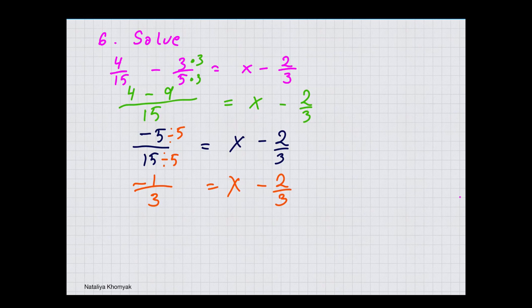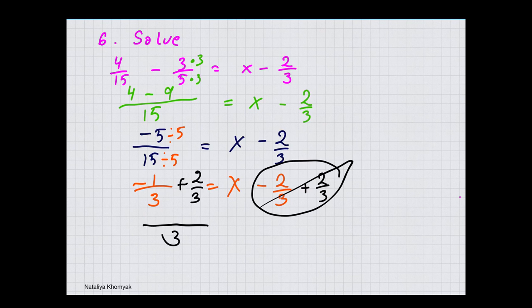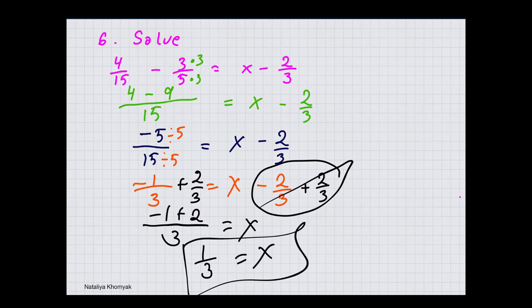Now we can solve for x by adding 2/3 to both sides of the equal sign. This will add up to 0. And on the other side we will have out of 3, negative 1 plus 2 equals x. And the difference between 1 and 2 will be positive 1 out of 3 equals x. And this is our answer. Or you can say x equals 1/3. That's all.